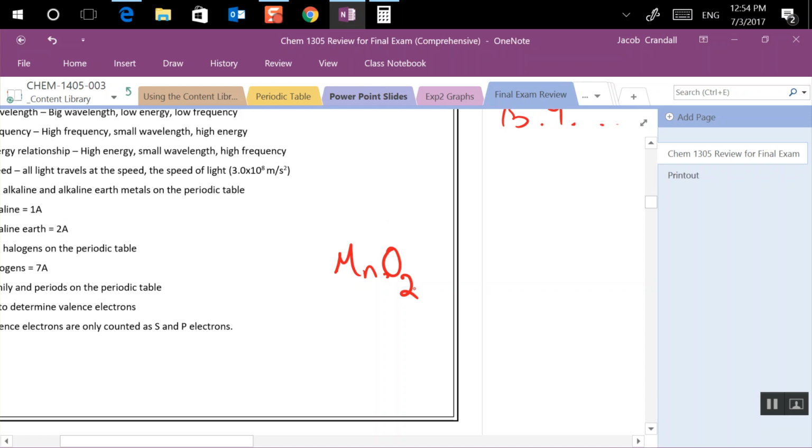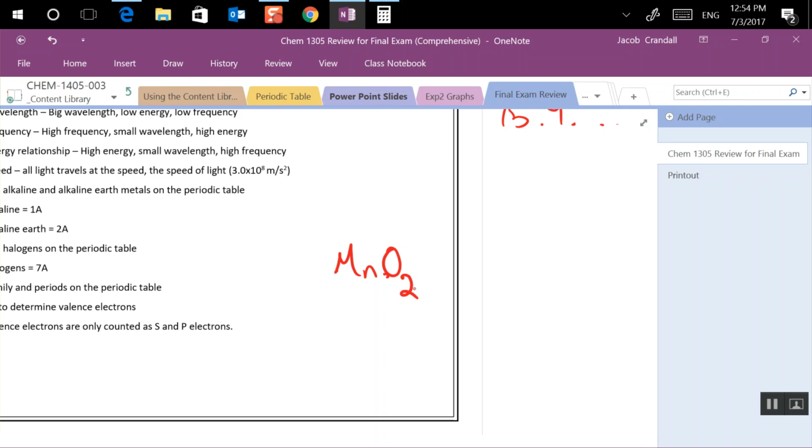What's the name of this? Something outside. Okay, it's something oxide. Manganese. Manganese 2 oxide is close. Manganese 4 oxide. Do you think manganese 2 oxide would be an answer choice? Yeah, probably. Do you think manganese dioxide is going to be an answer choice? Yeah, probably.